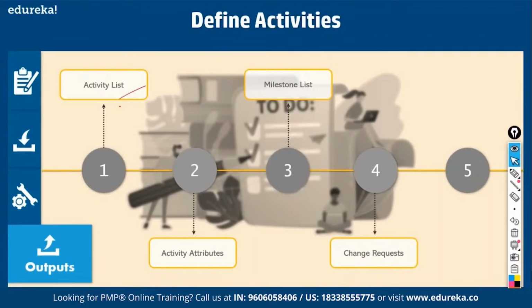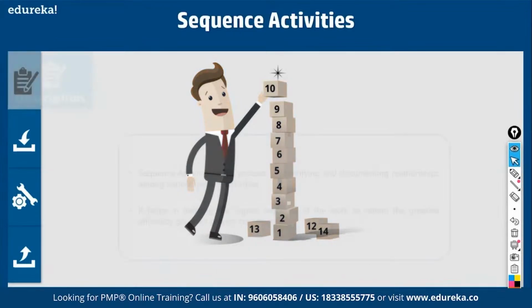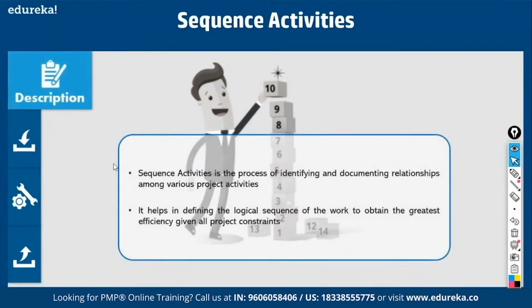Change requests. When you do the decomposition, you may make some changes to the plans, and the plans get updated. That is what is called define activities. The next one is sequence activities. So what do you do here? You create network diagrams. That is what I told you, isn't it? This is a process of identifying and documenting relationships among various project activities.